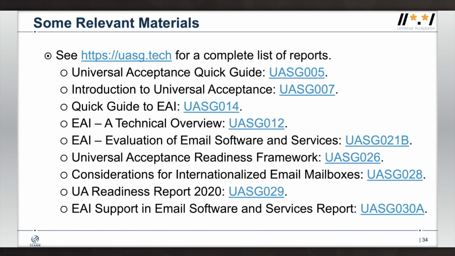So we have done a lot of work in collaboration. This work is spearheaded by the Universal Acceptance Steering Group, which is a community-led volunteer group. You can visit the usg.tech website to see many of these detailed technical documents, which may address many of your technical concerns. There are also training materials available. You can also visit icann.org/ua to look at the detailed training materials available for this purpose.